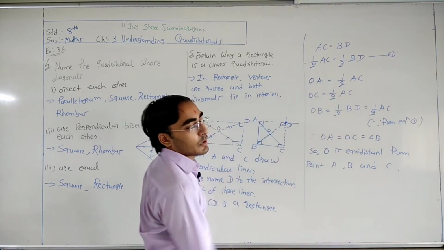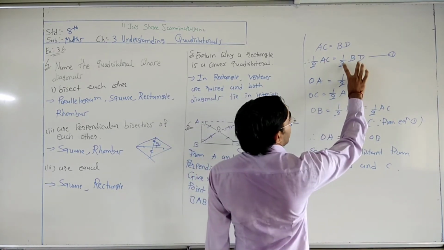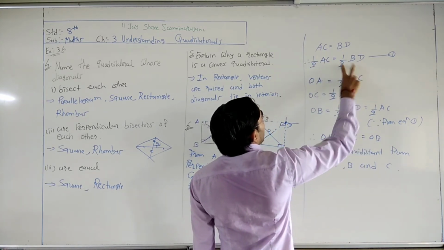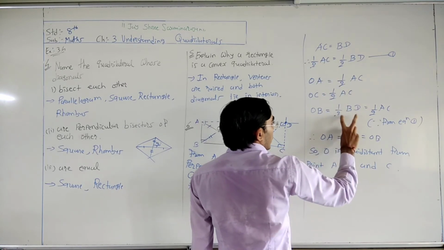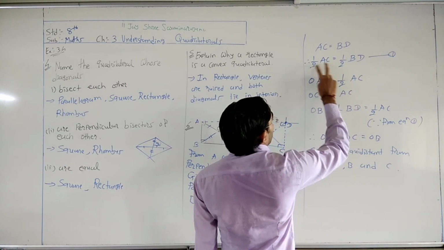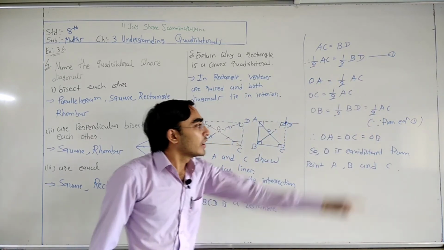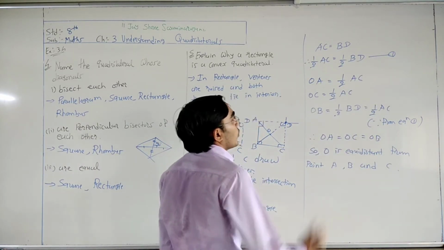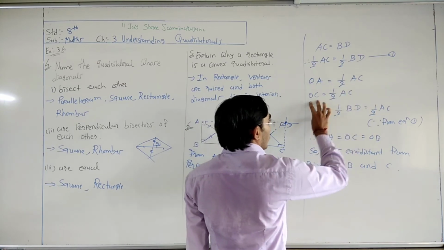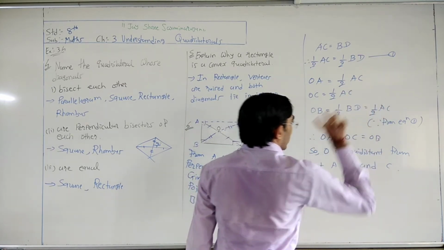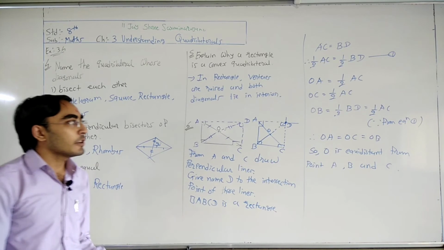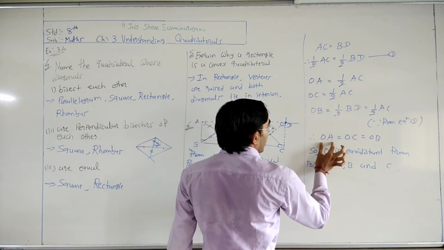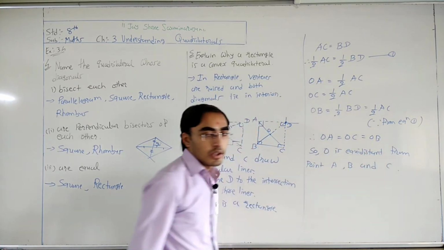Now look at equation number 1. Half of BD is equal to half of AC. So in place of half of BD, we can write half of AC, and the reason is from equation 1. Okay. Now OA is equal to half of AC. OC is equal to half of AC. OB is equal to half of AC. It means all these three things are the same. That means OA is equal to OC is equal to OB.